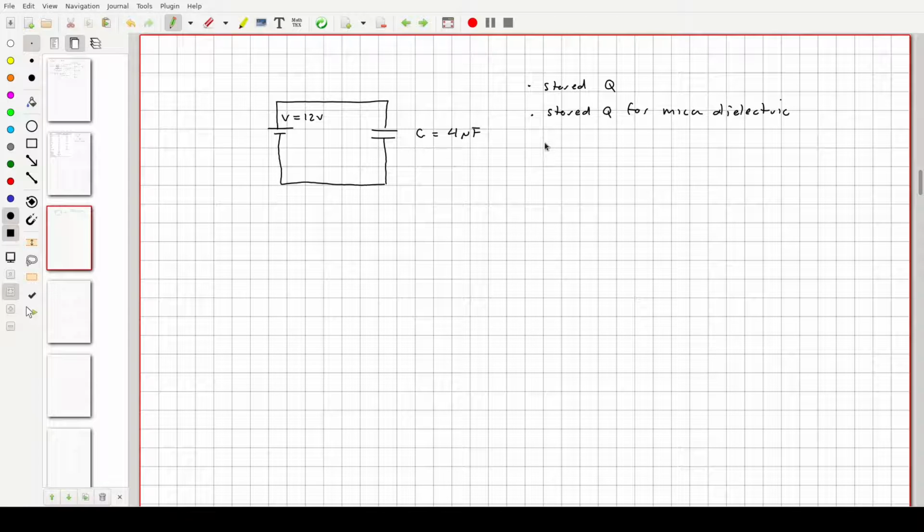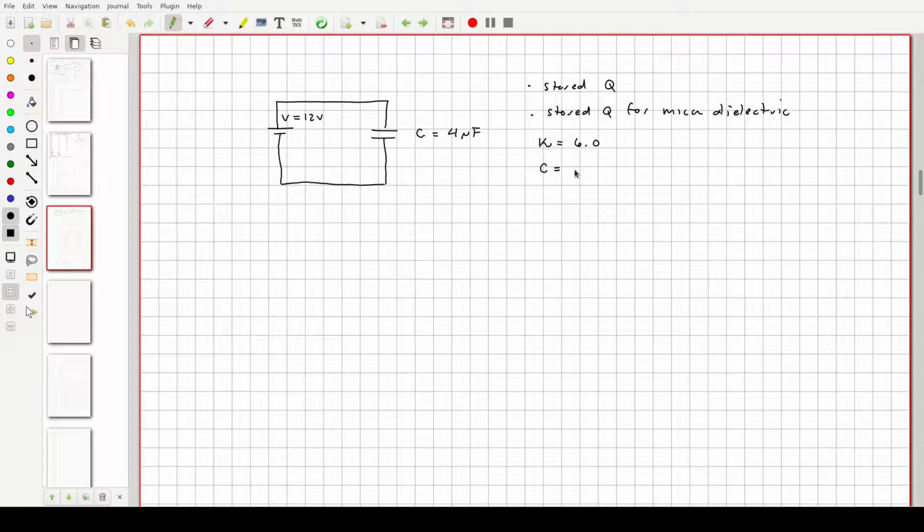Now, if you look up mica, mica has a dielectric constant of 6.0. If you look at its dielectric strength, mica breaks down at around 118 times 10 to the 6 volts per meter for the electric field. And at 12 volts, there's no way you're going to get that strength of an electric field between these plates, at least not within reason.